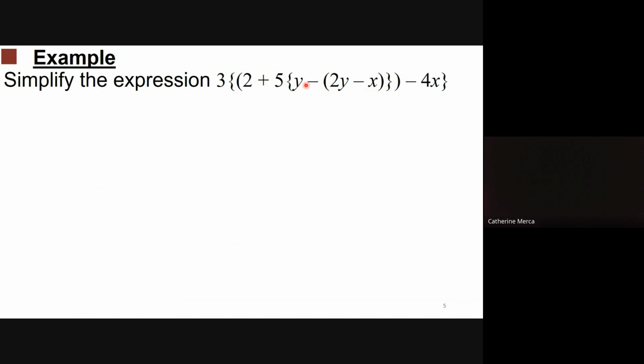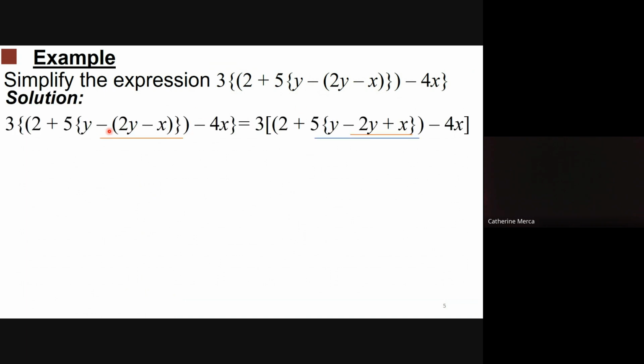So what we're going to do is change the sign because it's preceded by a minus sign. So change the sign of this one: minus, it's a plus. So it becomes minus 2y, and then minus of minus becomes plus x. So this is how it is done. This is the innermost symbol of grouping, so that's why it becomes y. Then you have minus 2y that becomes plus x.